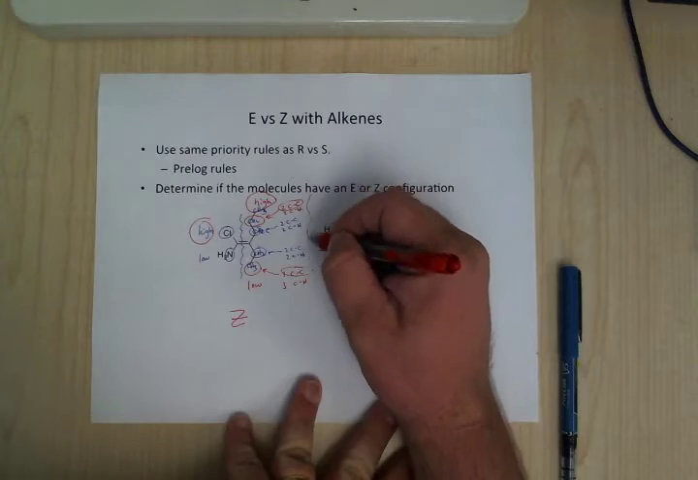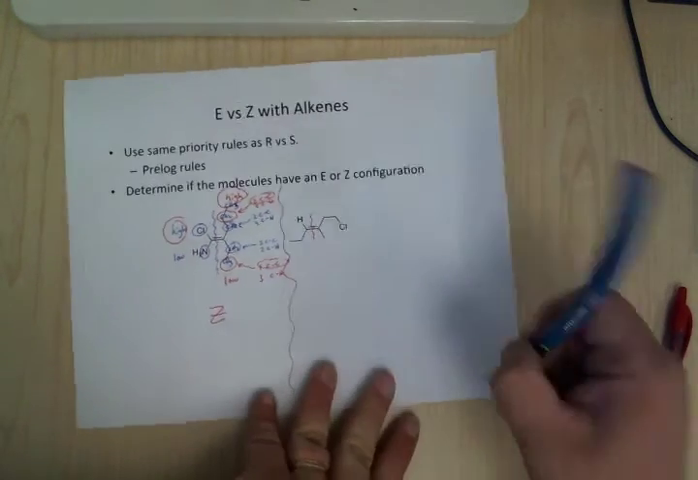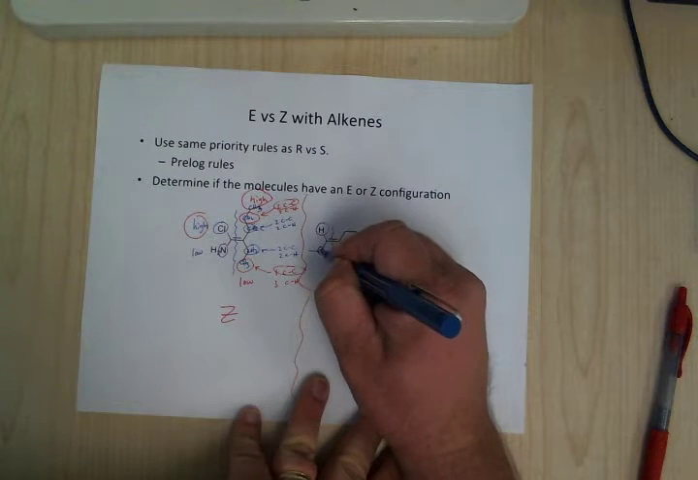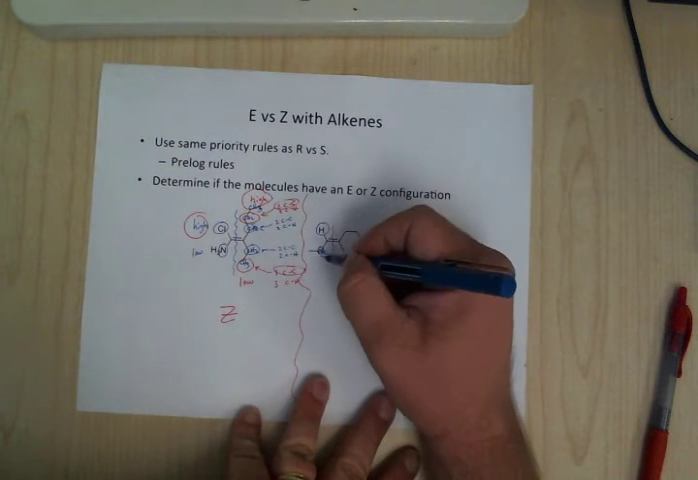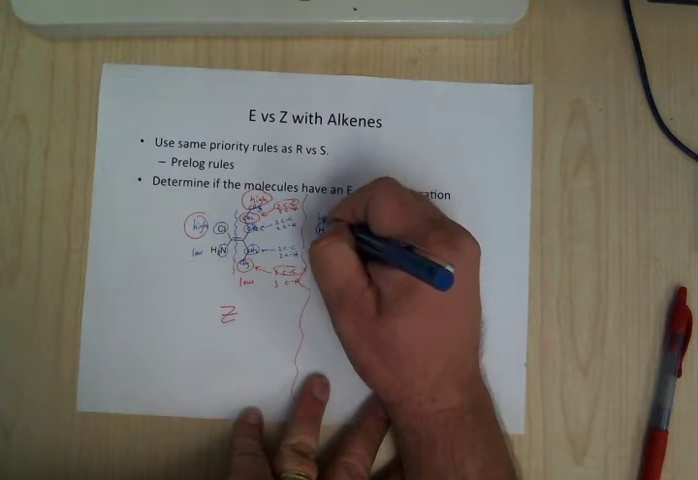Okay, so again, we have to cut this in half, right? So we look here versus here. So that's the CH2, right? So we have hydrogen versus carbon, so this is going to be high and this is going to be low.